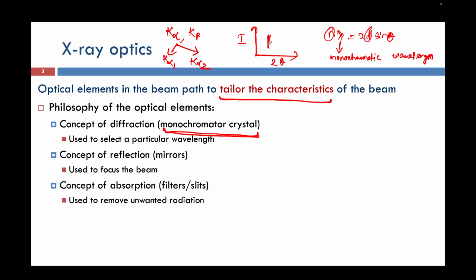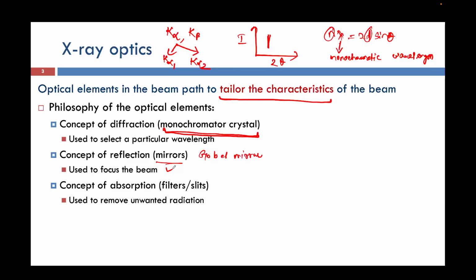So this is the concept of reflection, where I have written mirrors. Remember, a particular type of mirror is used, called Gobel mirrors. Why that Gobel mirror is used, I'll tell you in a minute. The job of the concept of reflection is to focus the beam, and focusing the beam is extremely important so that we get as accurate a result as possible.